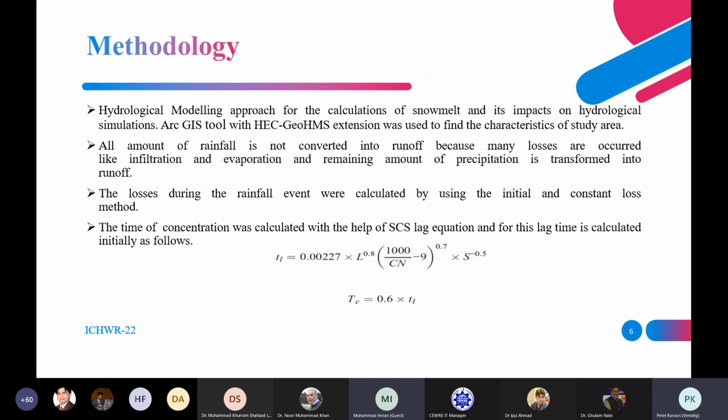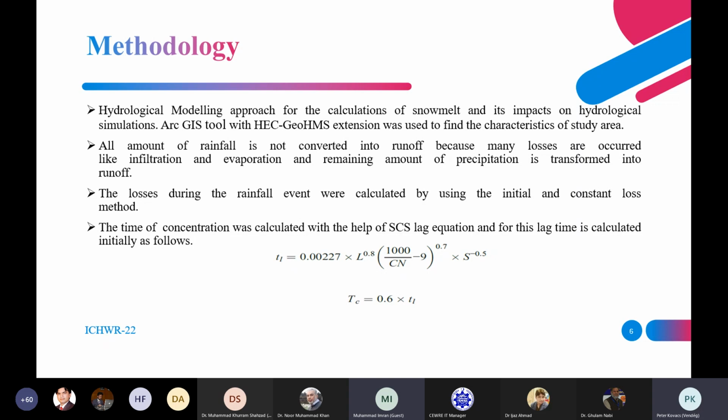the methodology of this research is a hydrological modeling approach for the calculations for snowmelt and its impact on hydrological simulations. ArcGIS tool with HEC-GeoHMS extensions was used to find the characteristics of study area. Not all the rainfall is converted into runoff because many losses occur, like infiltration and evaporation, and the remaining amount of precipitation is transformed into runoff. The losses during the rainfall event were calculated by using the initial and constant loss method.